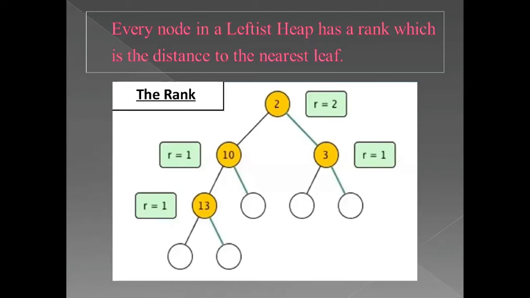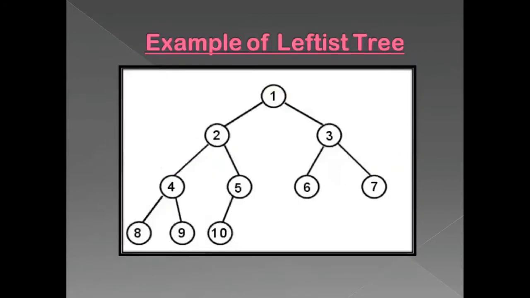Every node in the leftist heap has a rank, which is the distance to the nearest leaf. For example, here you can see that the nodes with the values 10, 3, and 13 have rank 1, as their nearest leaf has distance only 1. Also here you can see that the node which has value 2 has rank equal to 2, or distance equal to 2. This is a simple example of a leftist tree. Also, one thing to be noted here is that every parent has a key value less than its child.